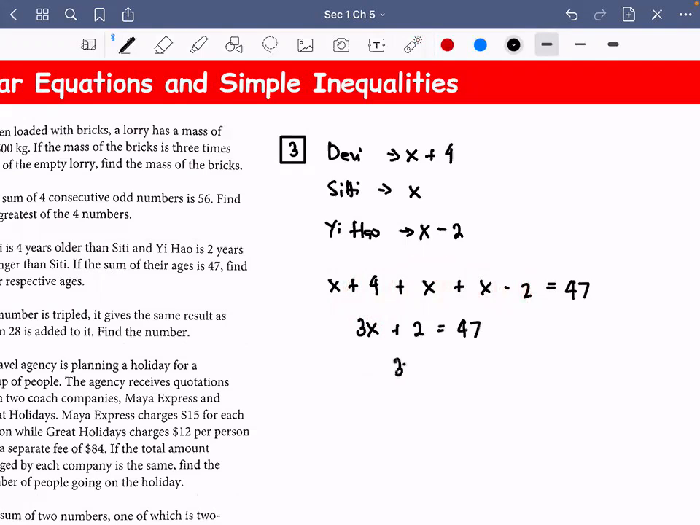So simplifying this, I'll transpose 2. So 47 minus 2, it becomes 3x is equal to 45. And then how do we get rid of 3? We divide both sides by 3. So x is equal to 15. So that's your answer.